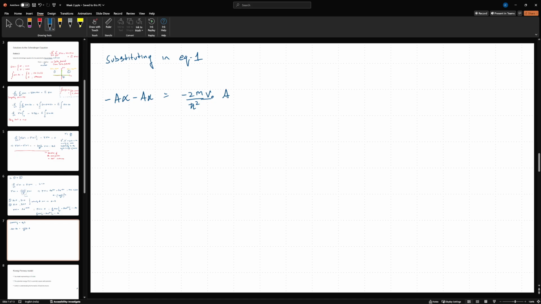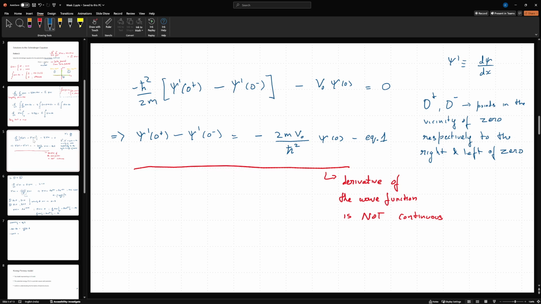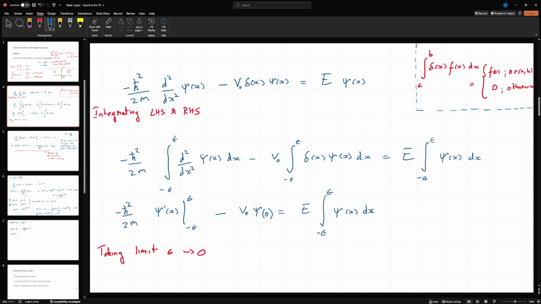So this will give me minus 2 alpha a is equal to, wait, am I doing this correctly? Is this equation correct? This is at psi of 0. Aha, I'm sorry. There was one step that I missed. I would have appreciated if someone had pointed that out.